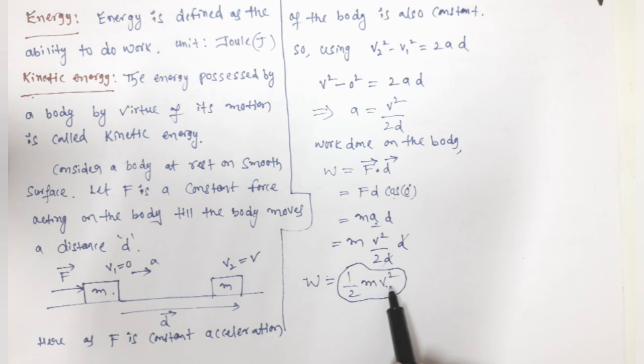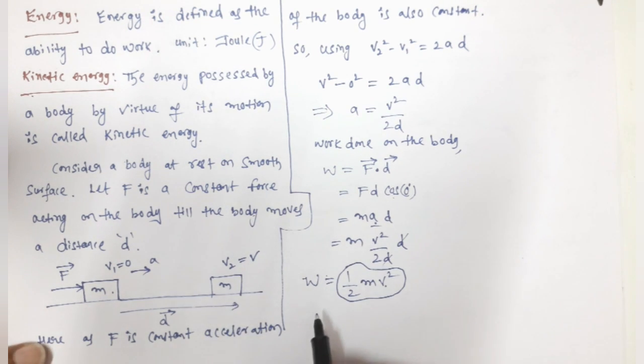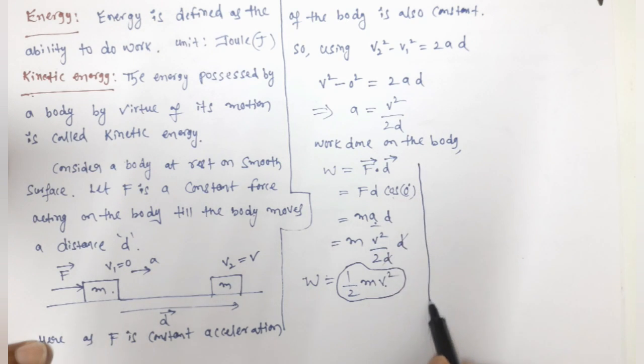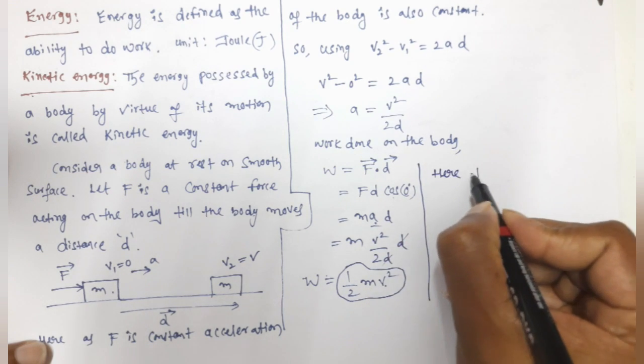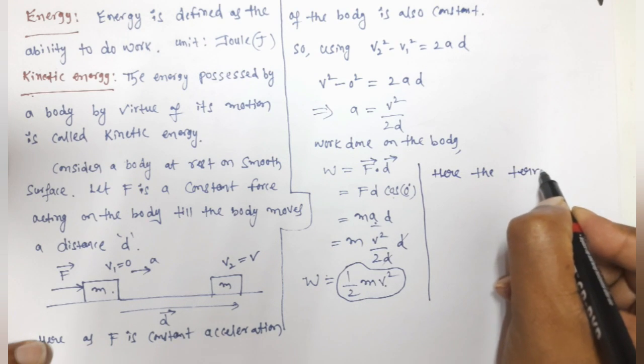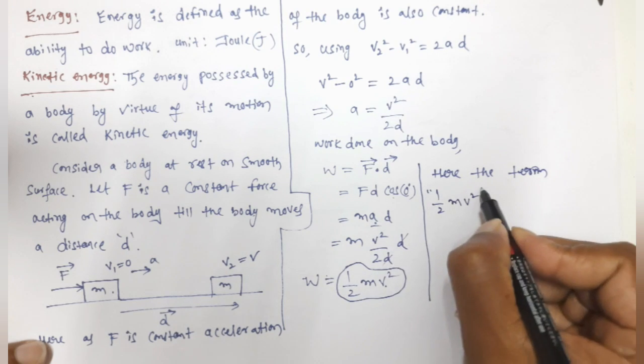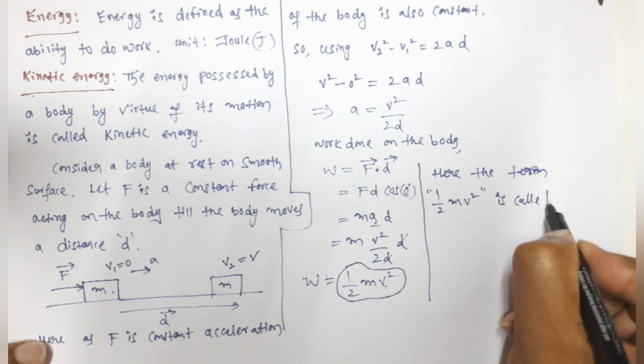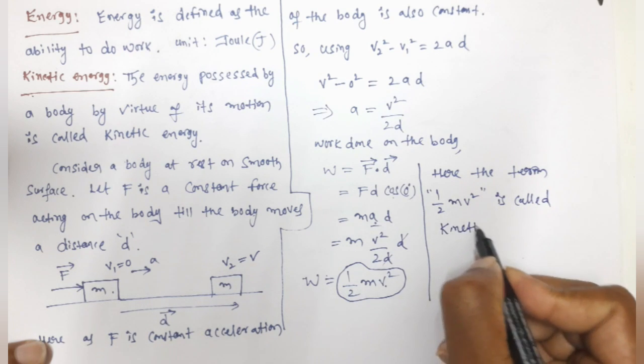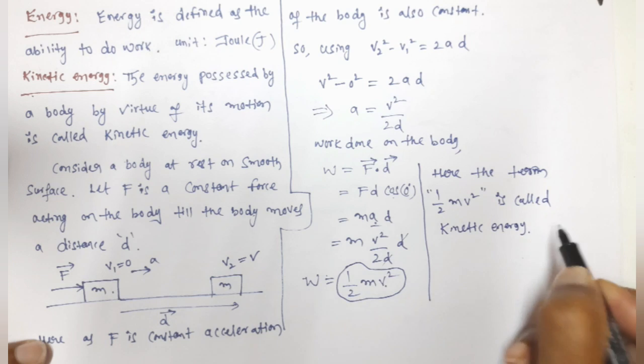This term is also called kinetic energy. Why are we calling it kinetic energy? Because we have a motion term, the velocity term, that's why this term is called kinetic energy. That means if a body has mass m and is moving with velocity v, the kinetic energy of the body we can write as half m v square. This term is called kinetic energy.